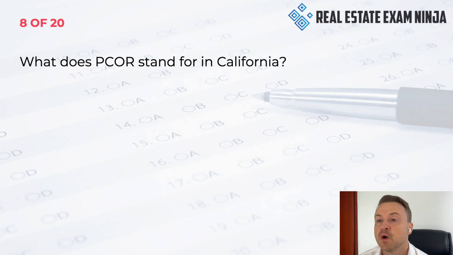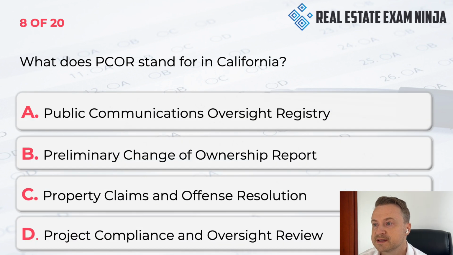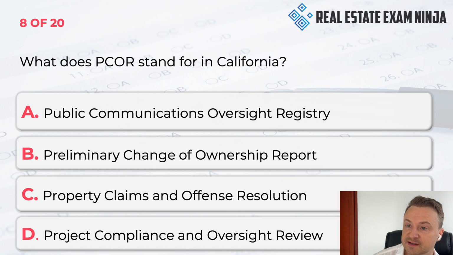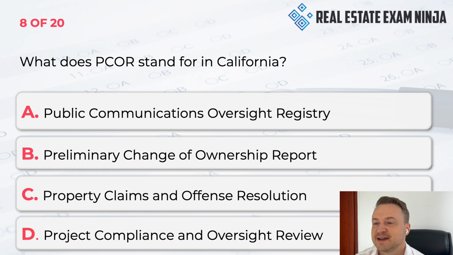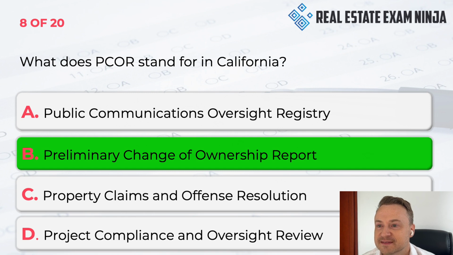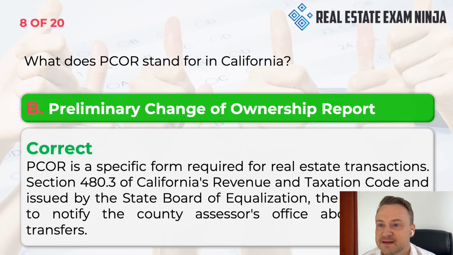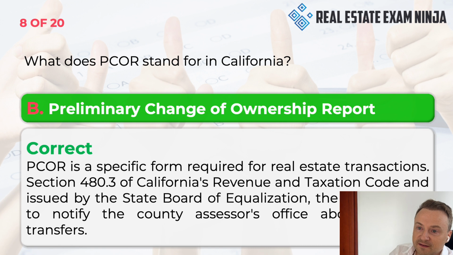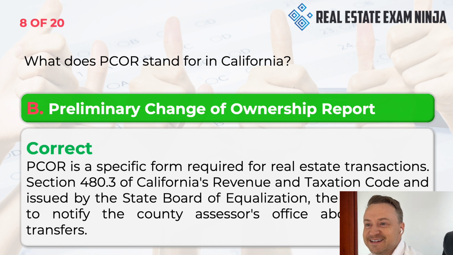What does PCOR stand for in California? Which one of these guys? Public Communications Oversight Registry. Even the wrong ones, they make it sound so correct, don't they? But the answer is actually B. PCOR is a specific form required for real estate transactions, section 480.3 of California's Revenue and Taxation Code.